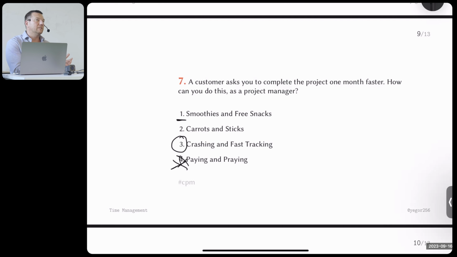And that's what we discuss now. What is the solution? What can you propose to them? So maybe you can say, okay, it's going to be 1 month faster, but there will be less scope, or it's going to be more money, something like this. So you change something with your baseline.